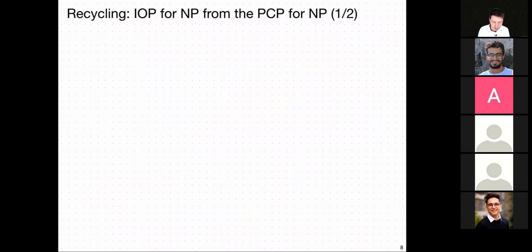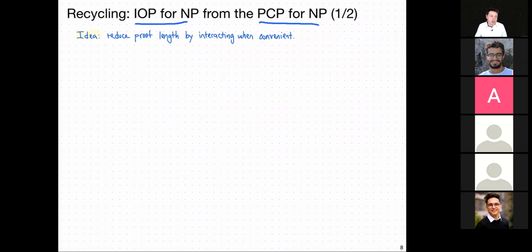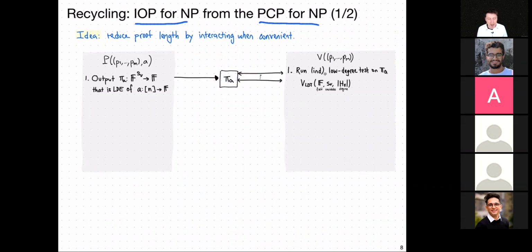So let's basically do recycling. We're going to obtain an IOP for NP from the PCP for NP, quadratic equations. The rough approach we're going to take is to try to reduce proof length by interacting when it is convenient to do so. So we're going to construct an IOP, again, for quadratic equations. Now, the first step is going to be absolutely the same as before.